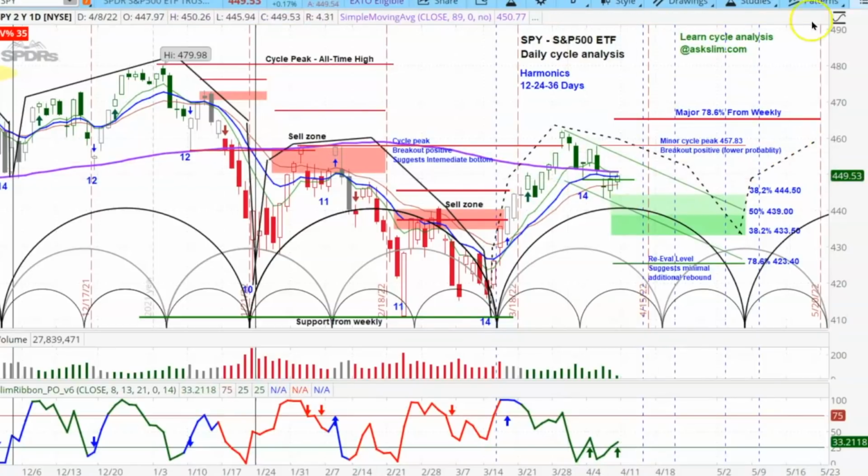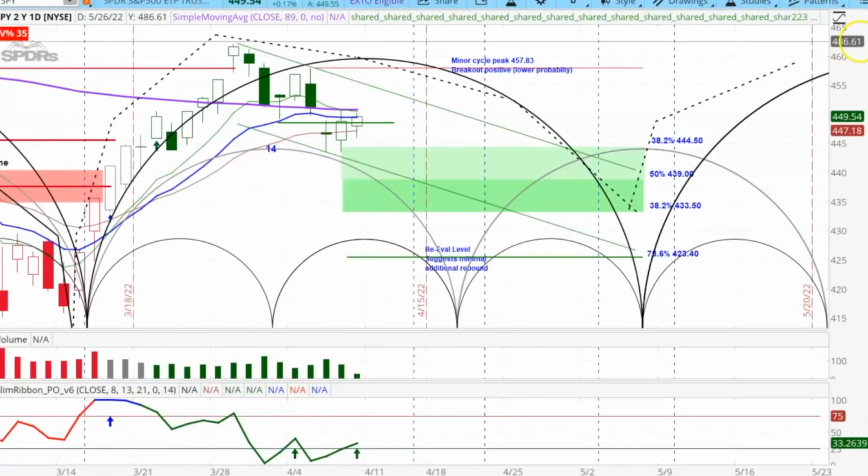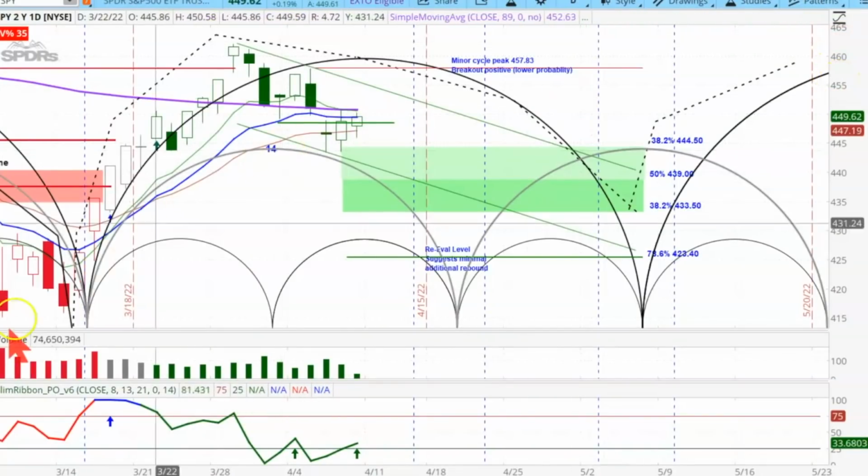Let me zoom in a little bit more, and you can get the important information right here as we look at just this last cycle that we're in.